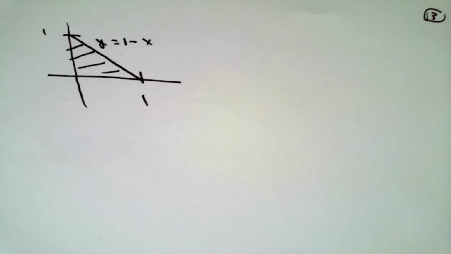I want to think about taking the region in the first quadrant that lies below the graph of y equals 1 minus x and revolving it around a straight line. But this time it's not going to be y equals 0, which would be the x-axis, or x equals 0, which would be the y-axis. I want to revolve this about the vertical line where x is always equal to 2.